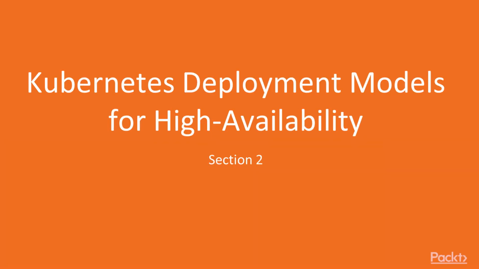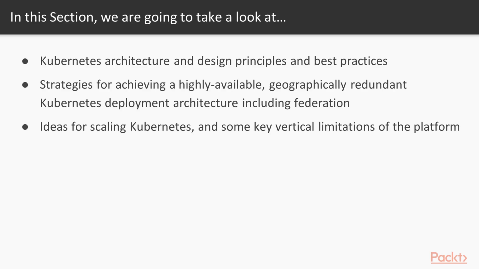Hi, Kubernetes deployment models for high availability. In this section, we will demonstrate Kubernetes architecture and design principles and best practices. We'll cover strategies for achieving a highly available, geographically redundant Kubernetes deployment architecture, including federation. We'll learn some ideas for scaling Kubernetes and some key vertical limitations of the platform.